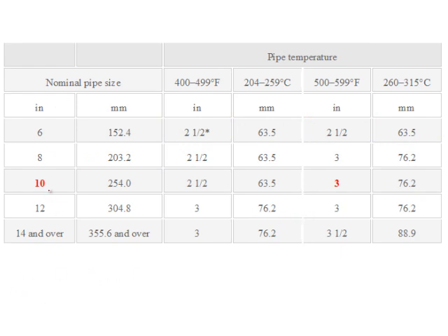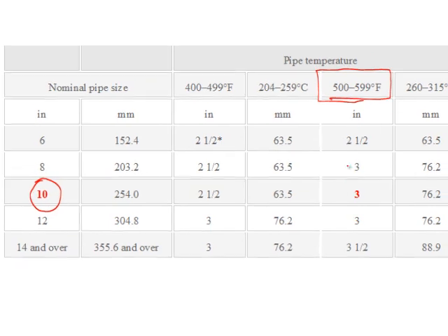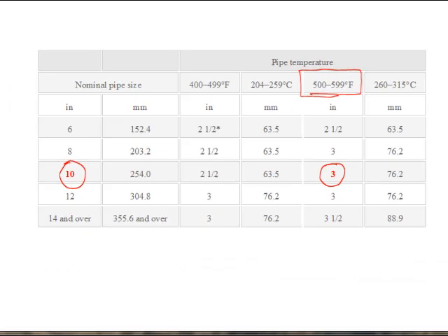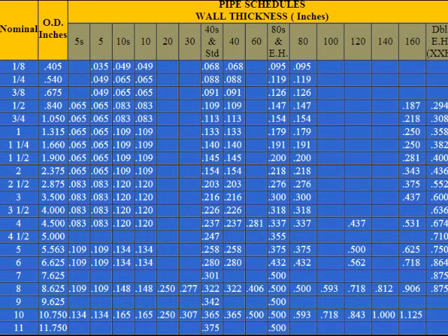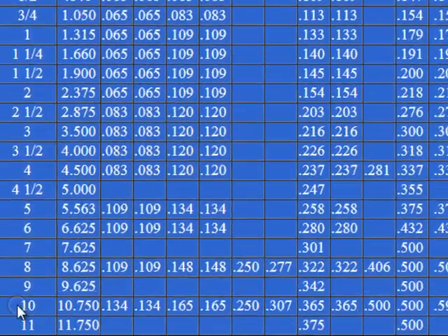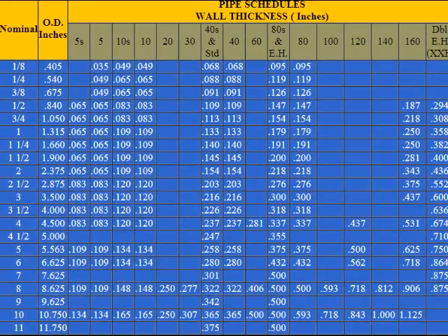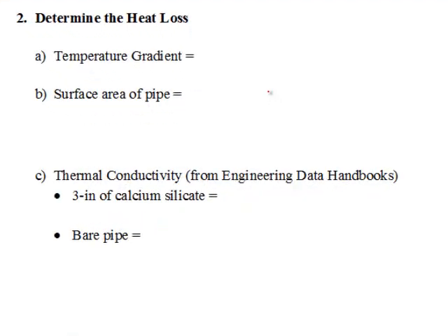In this problem, the nominal diameter of the pipe is 10 inches, and our operating temperature is 570 degrees Fahrenheit, which lies in this temperature range, and therefore we choose a value of 3 inches for the thickness of the insulation. We also note from a table such as the one shown here for standard pipe dimensions that for a nominal 10-inch diameter pipe, the outer diameter will be 10.75 inches, and we make a note of that. In the second step, we determine the amount of heat that is lost.